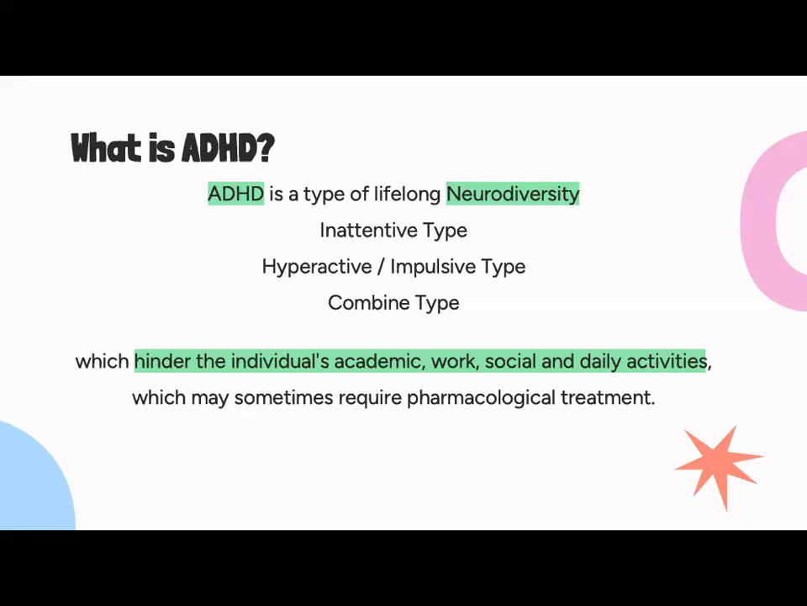The important thing is that for it to be diagnosed, according to the DSM, it obviously has to have a significant impact on an individual's academic, work, social, or daily activities, depending on their particular life story. And ADHD is one of the neurodiverse conditions that actually is amenable to treatment. We'll look a little bit today at why that is and how it is. But this is a lifelong condition. It's a kind of neural wiring that one is born with.